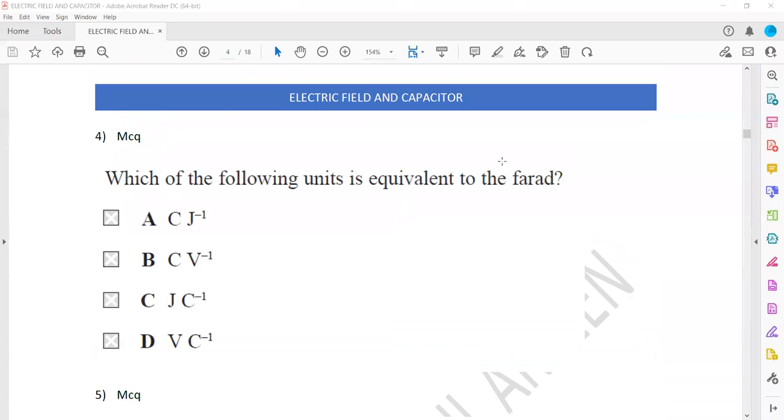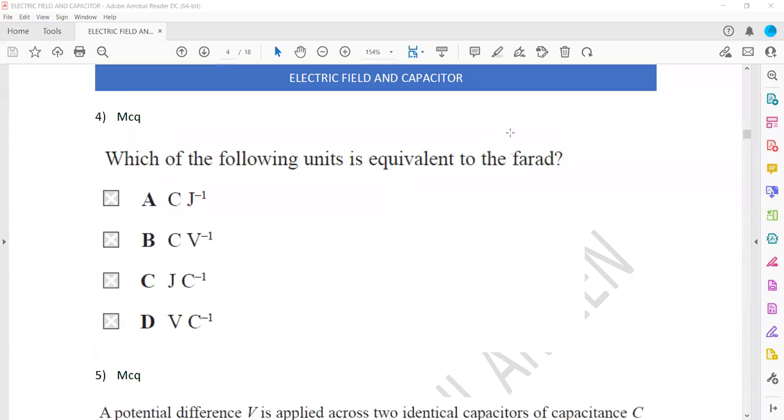Which of the following units is equivalent to the Farad? Farad is a unit of capacitance, and we have the formula Q equals CV. So C equals Q divided by V, where Q is the charge in Coulombs and V is the voltage, or C V inverse will be the capacitance. So B will be the right answer.